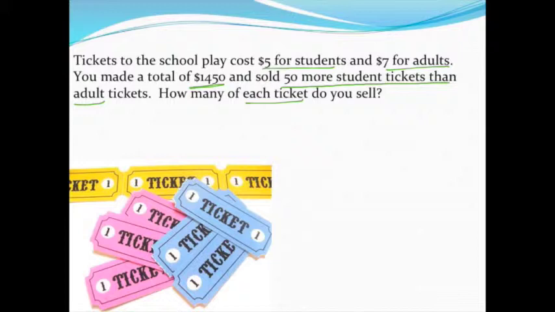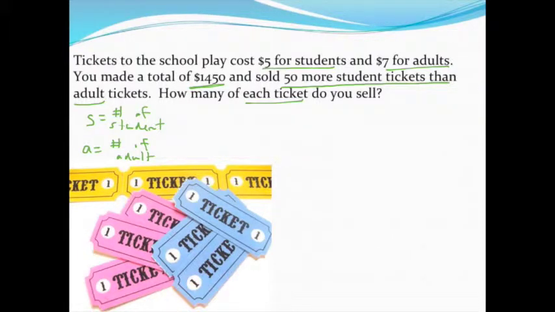So the first thing I'll do, again, is identify my variables. I'm going to use S and A because those make sense to me. S is the number of student tickets, and then A is the number of adult tickets that I sold. And this step is really important, especially if you're not using variables that make sense. So identify what they are.